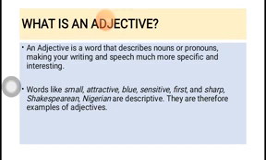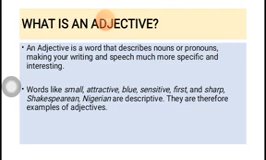So, words like small, attractive, blue, sensitive, first, sharp, Shakespearean, Nigerian are all descriptive. In other words, they are adjectives. You look at the word small, that's talking about size, isn't it? Attractive, that's more of an adjective of quality. Good. Blue, that's color. So that gives you an idea or an overview of what adjectives are.